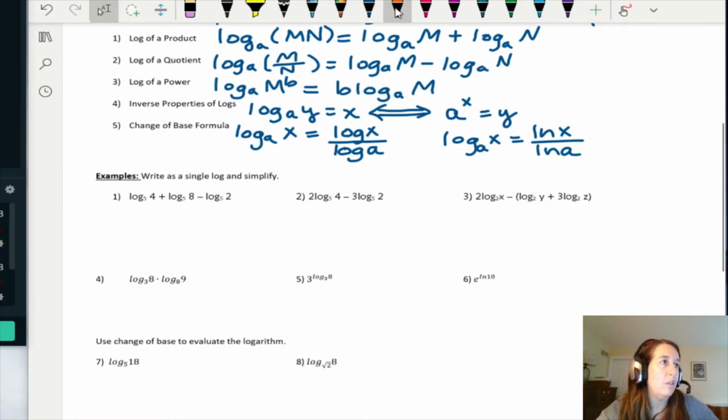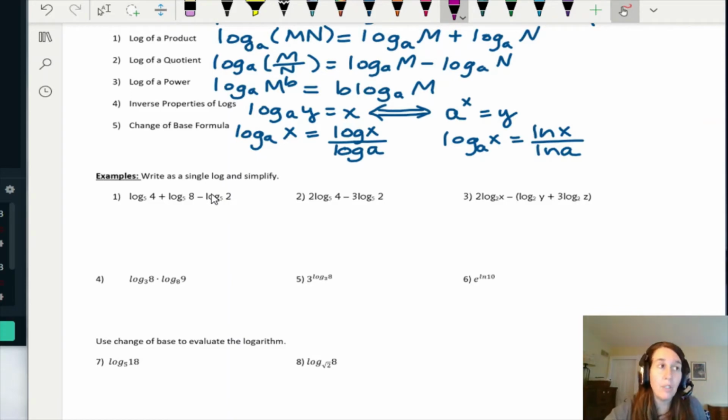So the first one says log base 5 of 4 plus log base 5 of 8 minus log base 5 of 2. Notice that all the bases are 5. That's why we can combine them into one log.